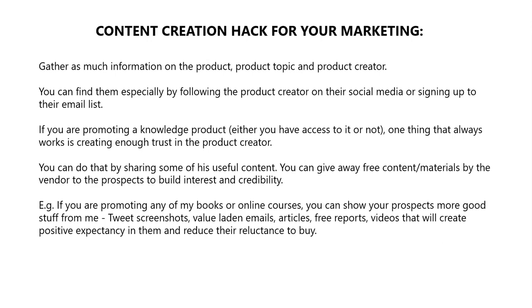The good thing about how you can get content to post on your WhatsApp status these days, you don't really need to work so hard to find content. Because when it comes to finding information, content on the product you are promoting, the product topic, or even the product creator, one of the things you can do is to simply follow the product creator on social media or sign up to their email list. I talked about this earlier when I said if you are promoting my product as an affiliate, you can sign up to my email list to get more content from me that you can use, or you can just follow me on social media.